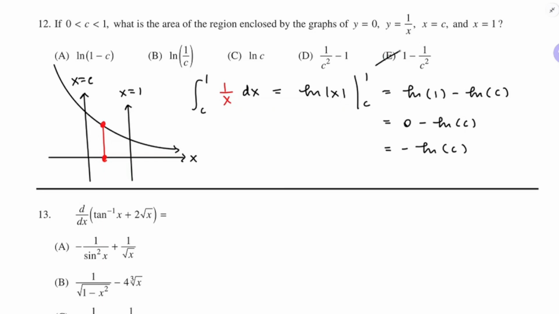So I can start eliminating some answer choices. That's not right. I'm down to A and B. Which one is it? I need to apply a log property here. Negative 1 times the natural log of c can be rewritten as natural log of c to the negative 1 power. And that's where I'm going to choose answer choice B.